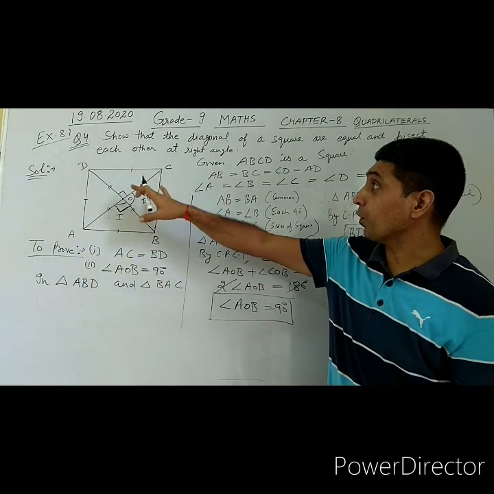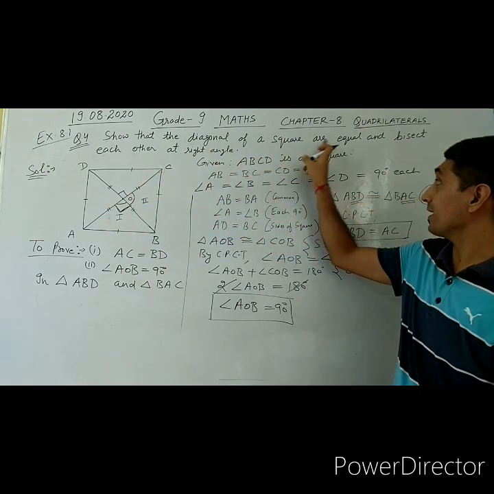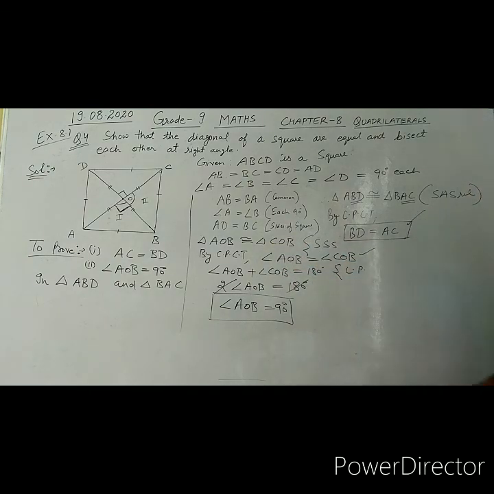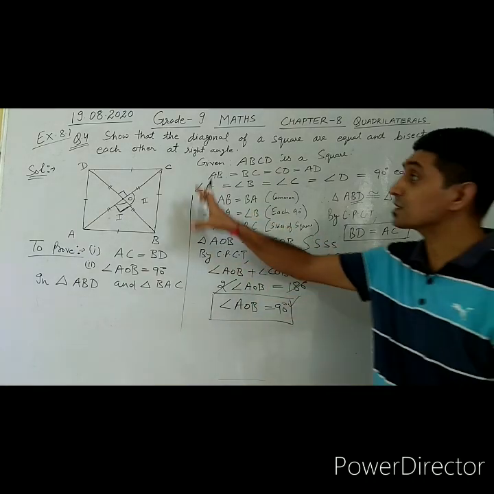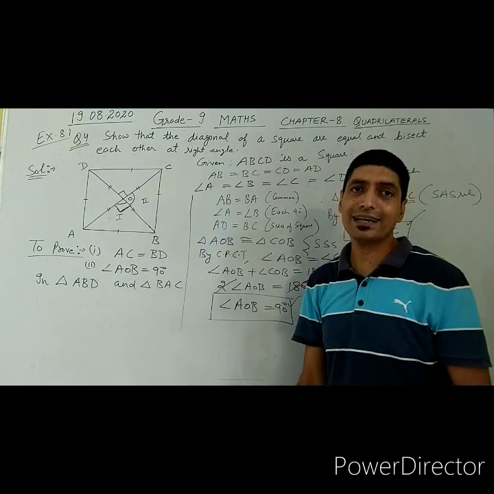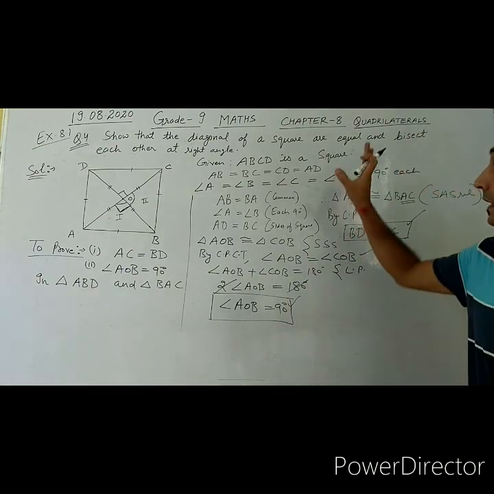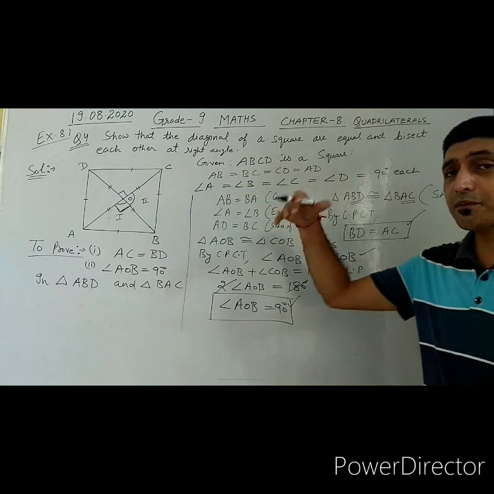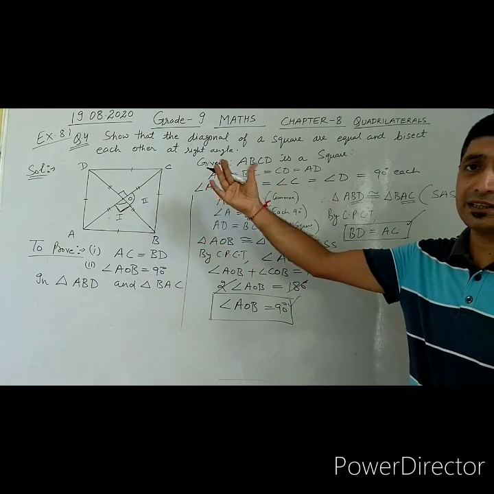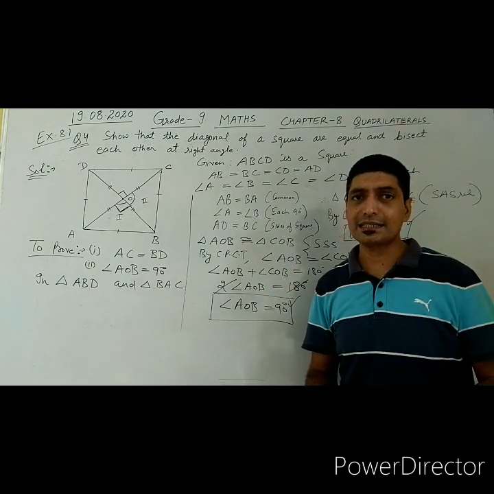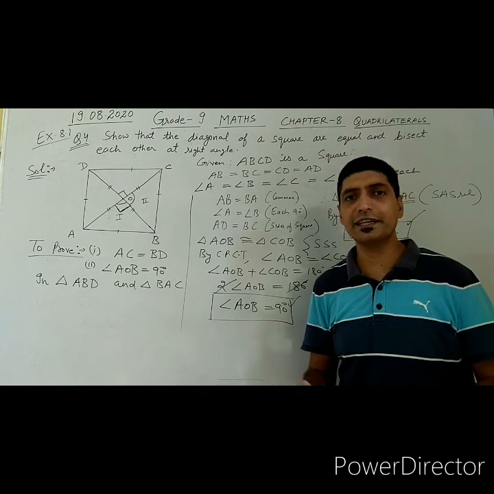So question number 4 is: show that the diagonals of a square are equal. We have proved that the diagonals of a square are equal and bisect each other at right angles. They bisect because a square is also a parallelogram. Question number 5 is almost the same statement in reverse, so tomorrow in class we will take question number 5 and the remaining questions.